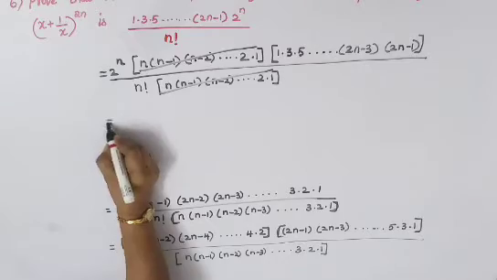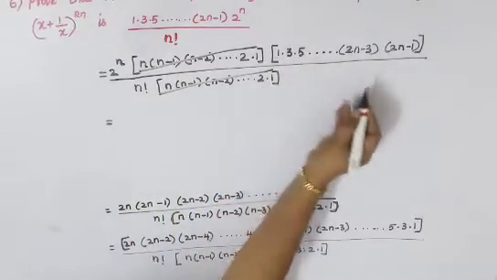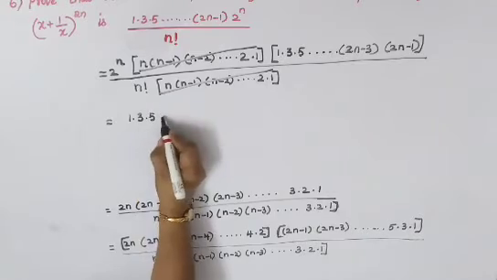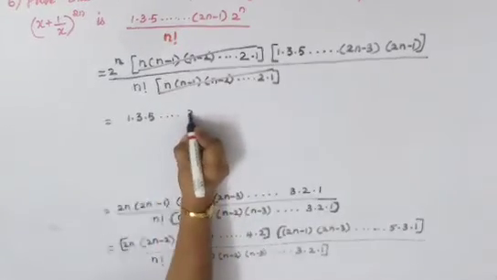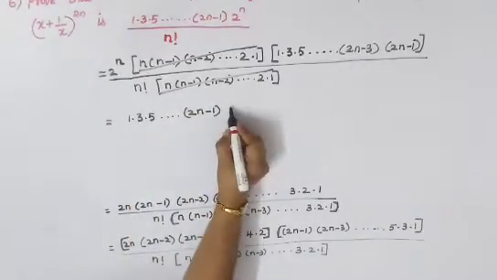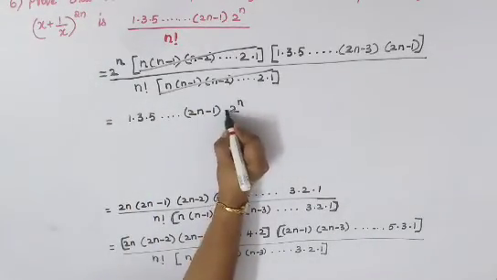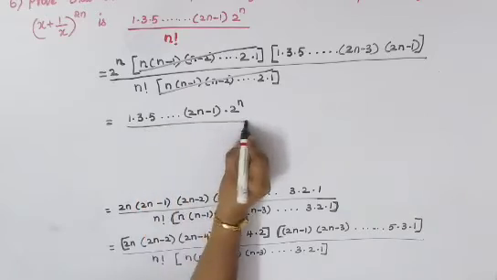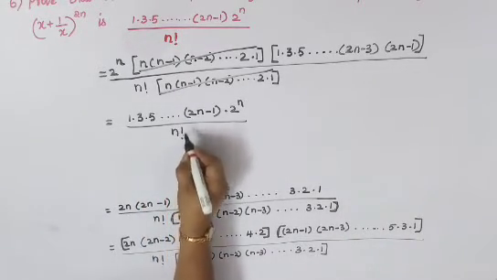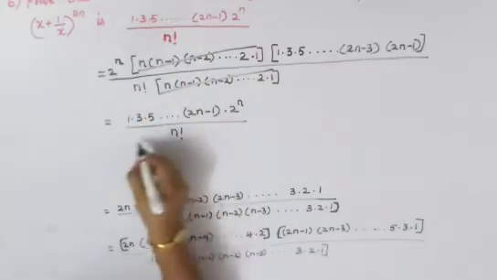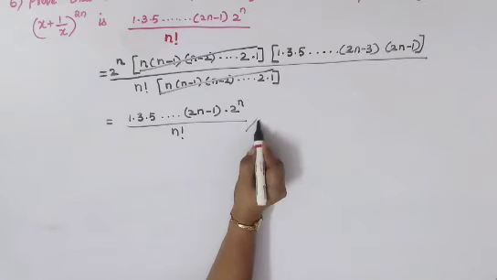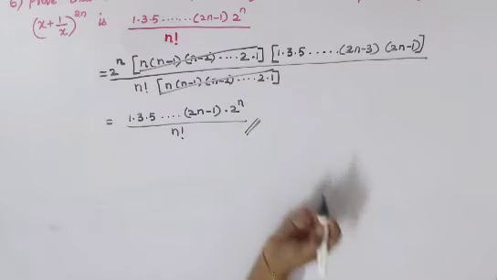So your next answer will be, just write this whole thing first. 1 into 3 into 5 etc. Your last term, that is 2n minus 1 into, we have got this 2 power n. So 2 power n divided by n factorial is there. So that n factorial. Now you can compare. They have asked you to prove this only. So we have landed up with this. We have proved the answer. Therefore this is your answer for your 6th question.